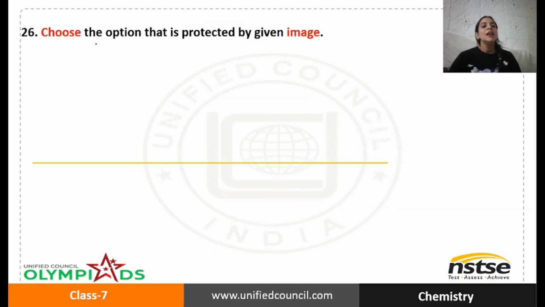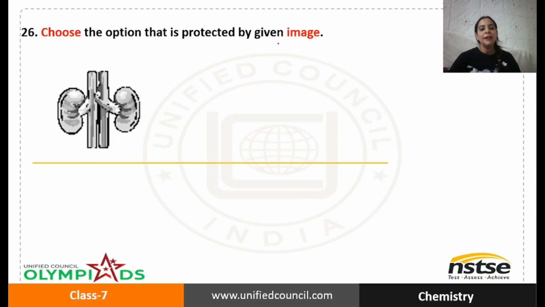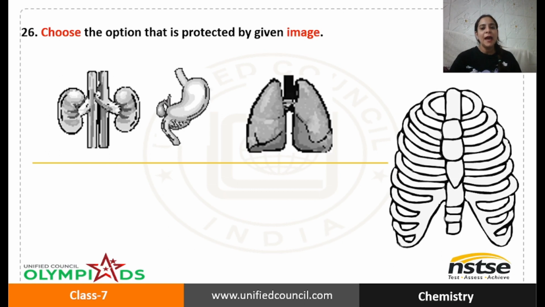Next question, choose the option that is protected by the given image. And here we have a few options, option A, B, C and D. Okay, so we need to find it out. This image is already given. We need to find out what is present inside it, or which organ this image protects.